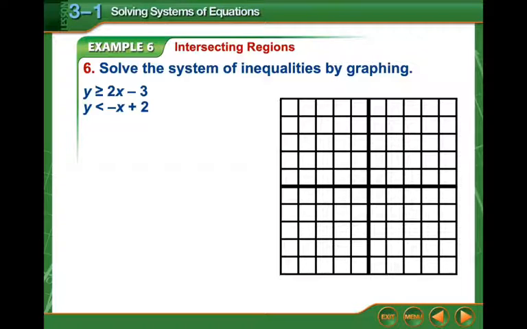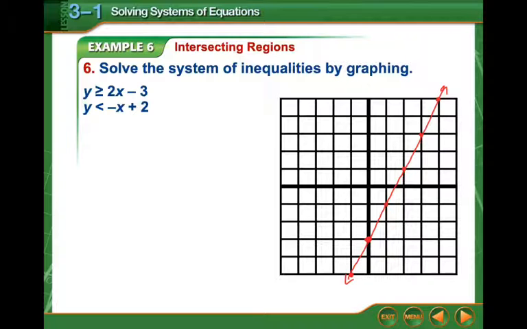So the first one, y is greater than or equal to 2x minus 3. So our y-intercept is negative 3. Our slope is 2, so we're going to go up 2 to the right 1, and down 2 to the left 1. It is greater than or equal to, so it's a solid line. And greater than just means we're going to shade above it, but I'm going to wait to shade for now.